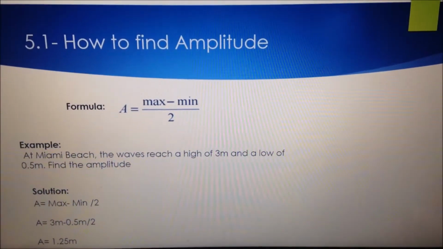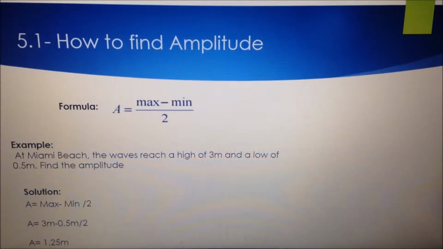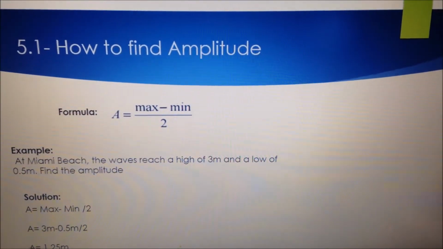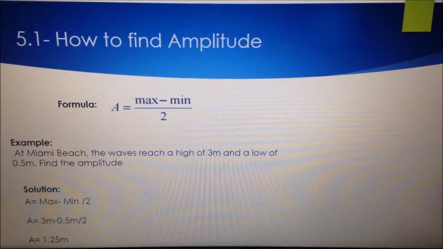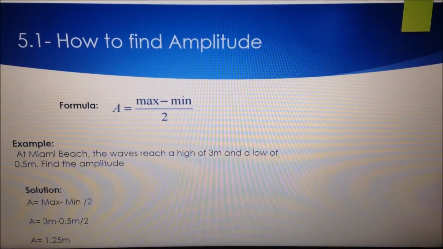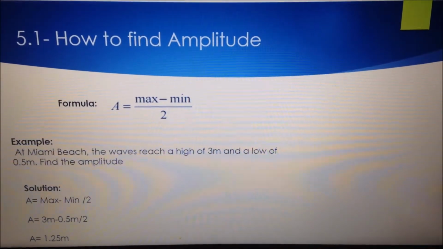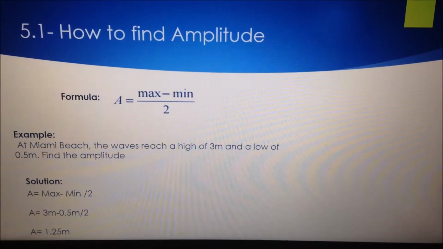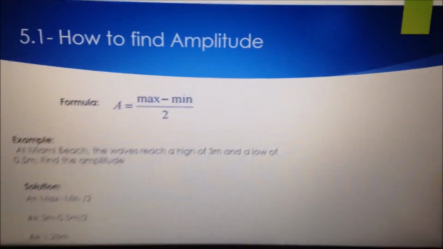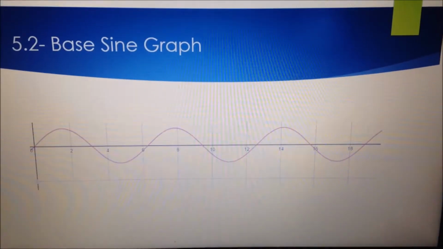So at Miami Beach, the waves reach a high of 3 meters and a low of 0.5 meters. Find the amplitude. Well, we know that the maximum is going to be 3 meters and the minimum is going to be 0.5 meters. So if we just input that into our equation, 3 minus 0.5 divided by 2, we get 1.25, and therefore our amplitude is going to be 1.25 meters.